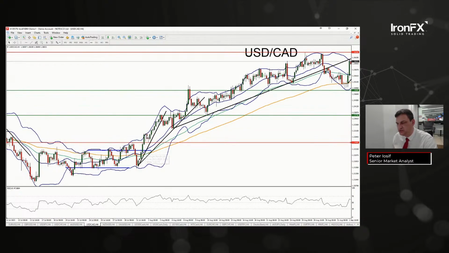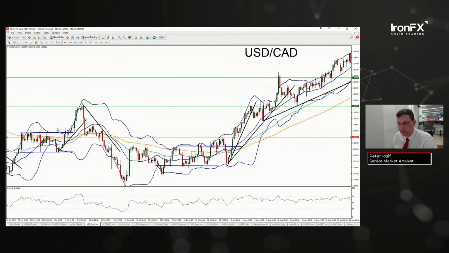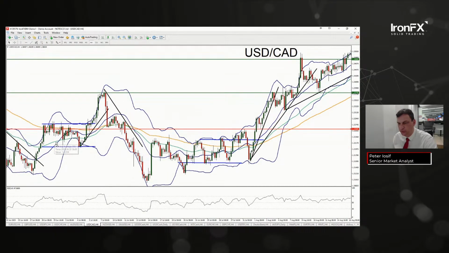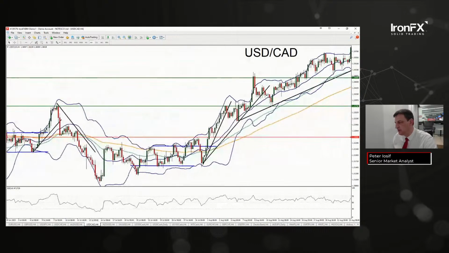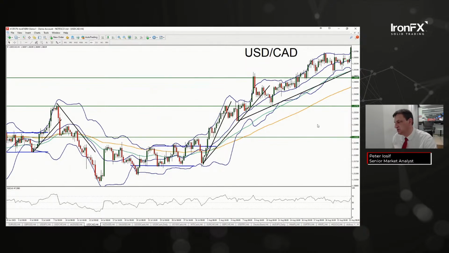I find this throw here very interesting in the sense that it was also tested to the upside and provided support a number of times. So there was some commotion here as well. It's a very interesting level. I'm keeping that as a support line. And ladies and gents, we're talking about the 1.3260 support barrier.